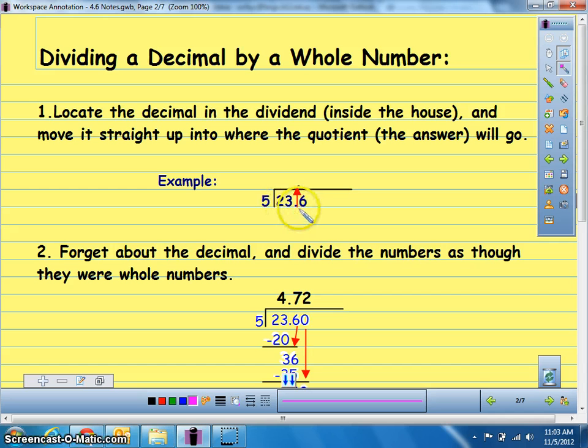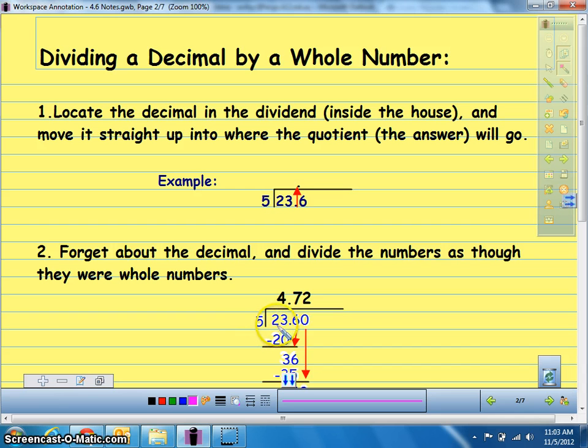So we have 23.6, here's our decimal, and we bring it all the way to the top floor. We put it right here. And remember to use that graph paper to help your columns stay nice and neat if that's something that you struggle with. So then we forget about the decimal and divide those numbers like they're whole numbers. We now have 5 and 2,360 basically.